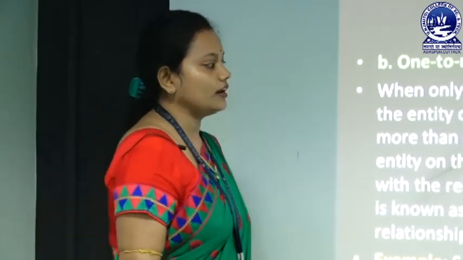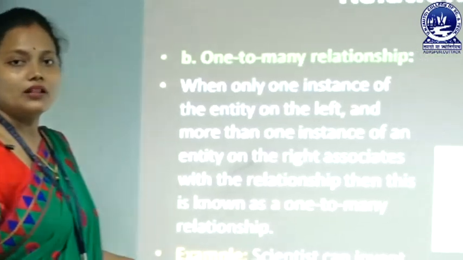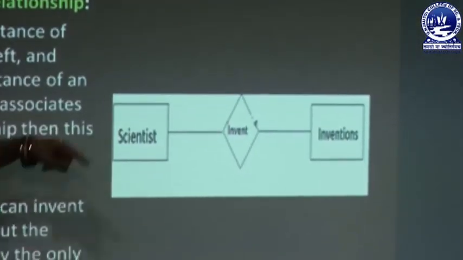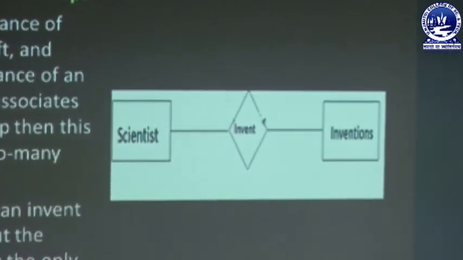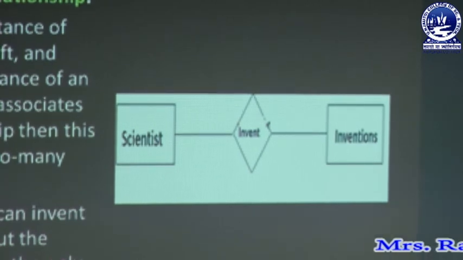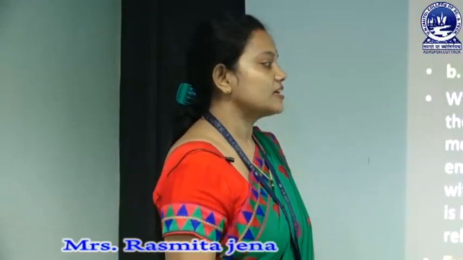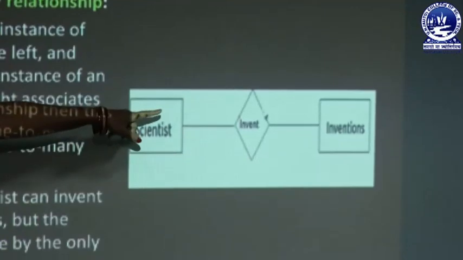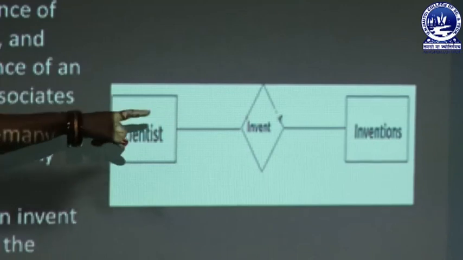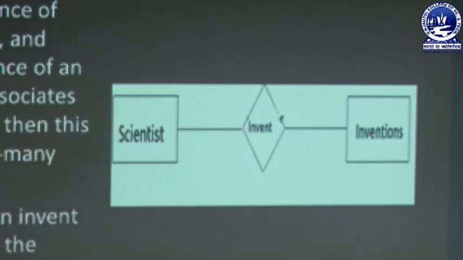It can also be explained by using one example. Here I will take one entity, the scientist entity, and the next entity is the innovation entity, and the relationship is invent. You know, one scientist can invent more than one innovation. That means one instance of scientist relates through invent with more than one instance of invention. So, this relationship is called a one to many relationship.